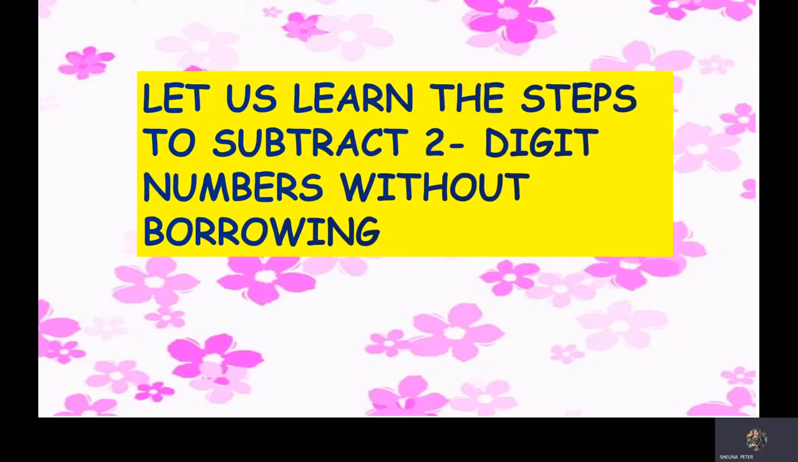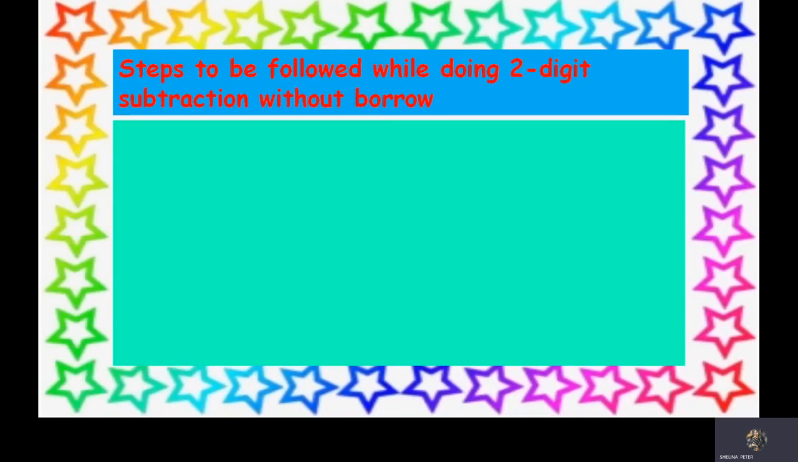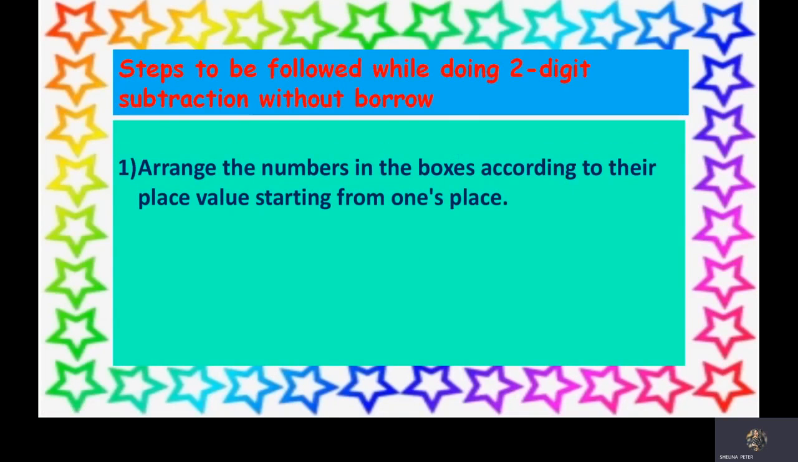Now let us learn the steps to subtract two-digit numbers without borrowing. So these are the steps to be followed while doing two-digit subtraction without borrow. First step is arrange the numbers in the boxes according to their place value starting from ones place. So same way we have already done in addition. Second step is always write the bigger number on top. So whenever you are doing subtraction, remember you will always write the bigger number on top.